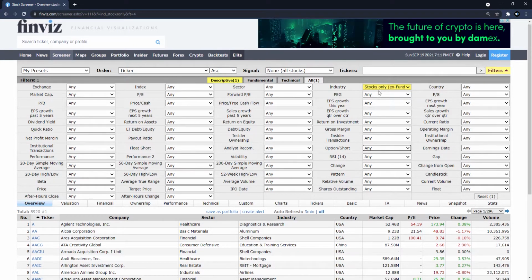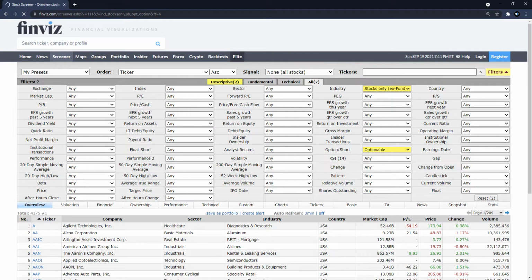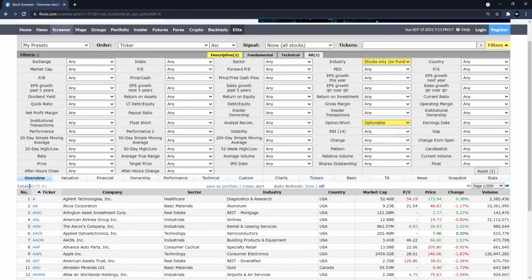So the first thing we filled in is the industry. Then we want stocks to be optionable, or tradable. So right here we go and click on optionable, and this will cut the number dramatically, from 5,200 or 300 or something like that down to right around 4,175 stocks on the list.